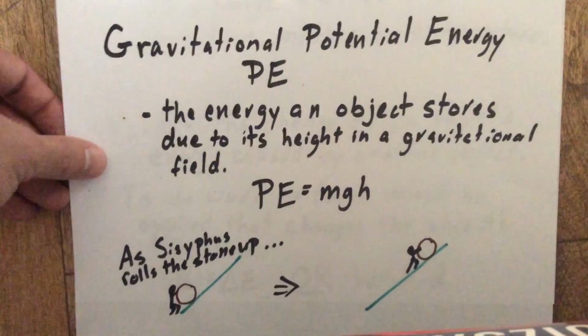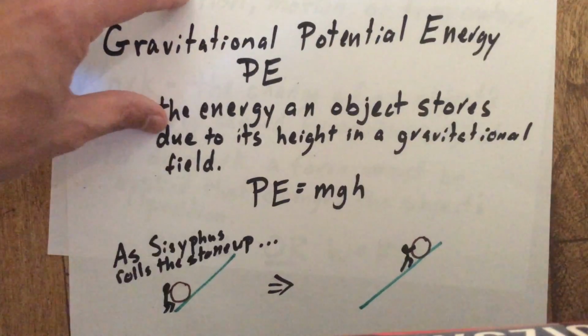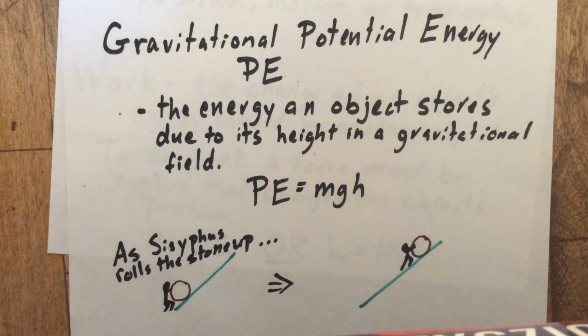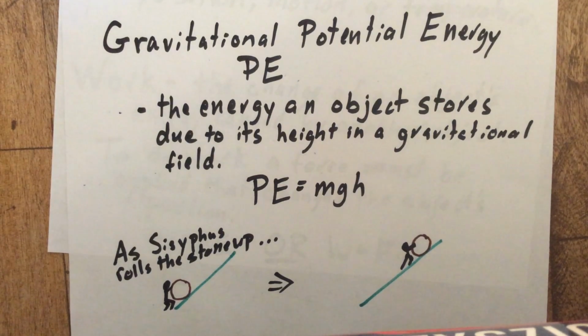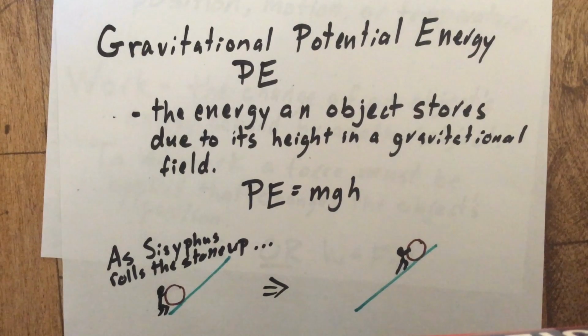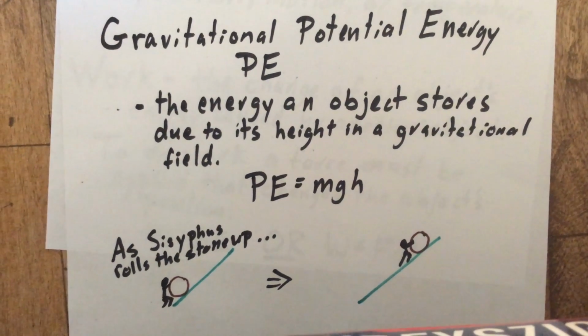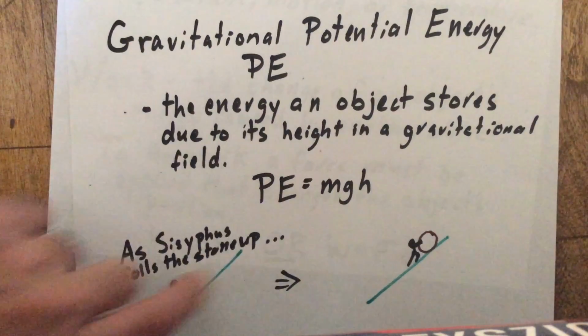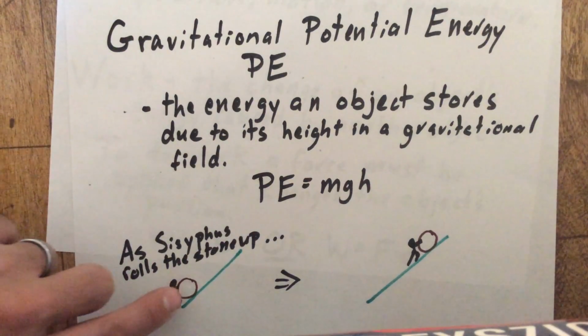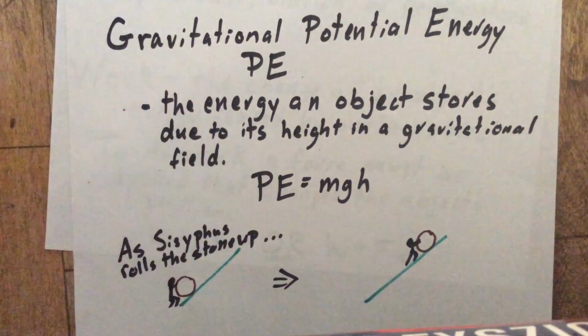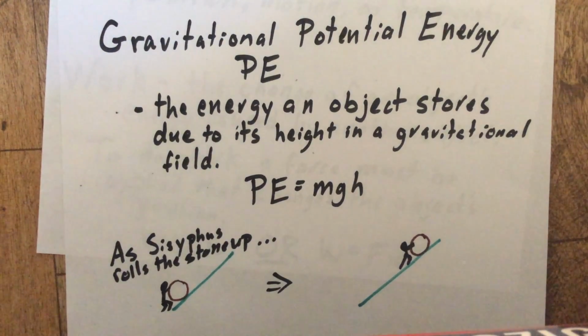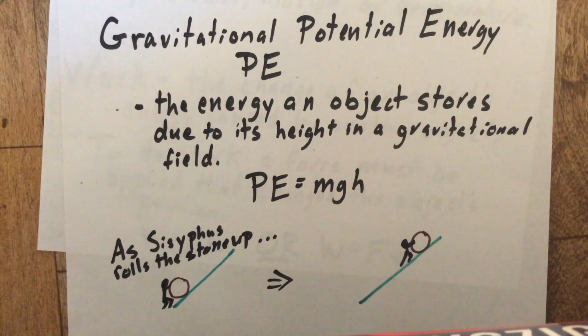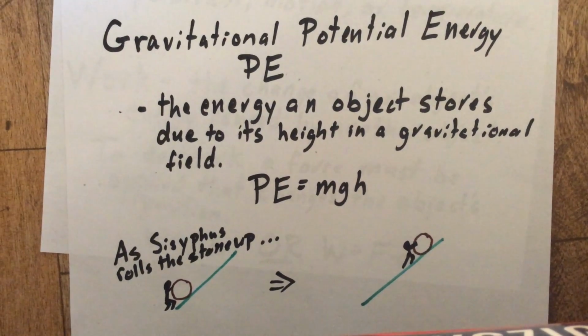When we talk about gravitational potential energy, or PE, that's the energy that an object stores due to where it is in a gravitational field. The higher up something is, the more gravitational potential energy it has. So if you roll a stone up a hill, well, the height increases from here to here. That means the potential energy is going to increase from here to here. When the stone starts to roll back down, it's going to change that potential energy, that gravitational potential energy, back into kinetic energy.